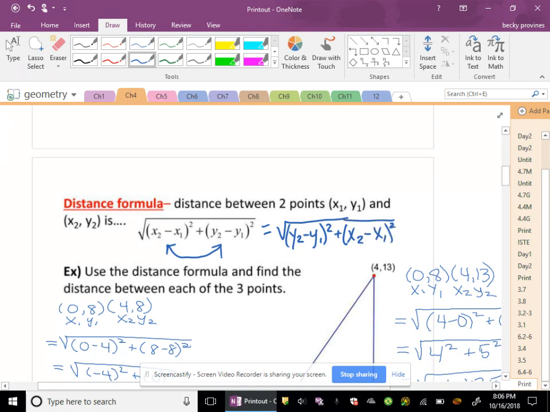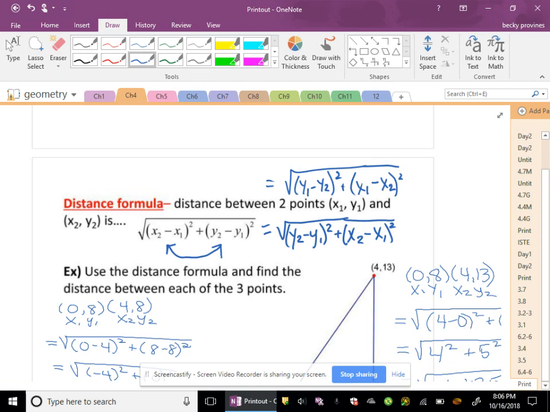Sometimes I have kids that say, can I switch the y2 and y1? And you know what? You can, as long as you're subtracting them. If I start with the first one and subtract the second one, that's fine. But down here with the x's, I need to take the first one and then subtract the second one. Even if you get a negative, when you square it, it becomes positive again. So there's lots of different ways to have an equation that works.